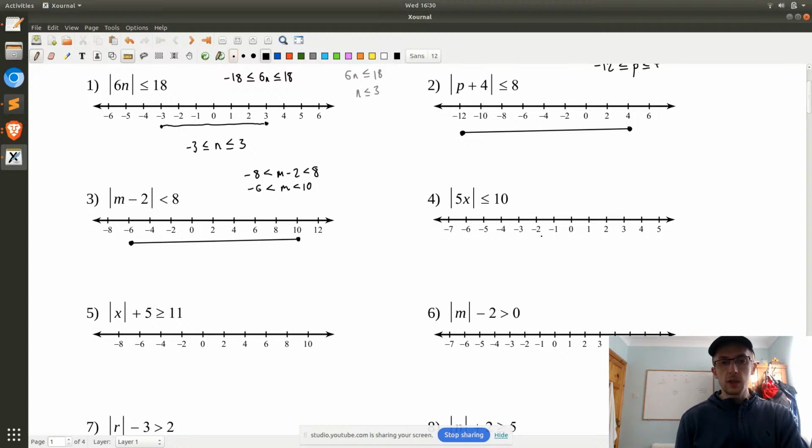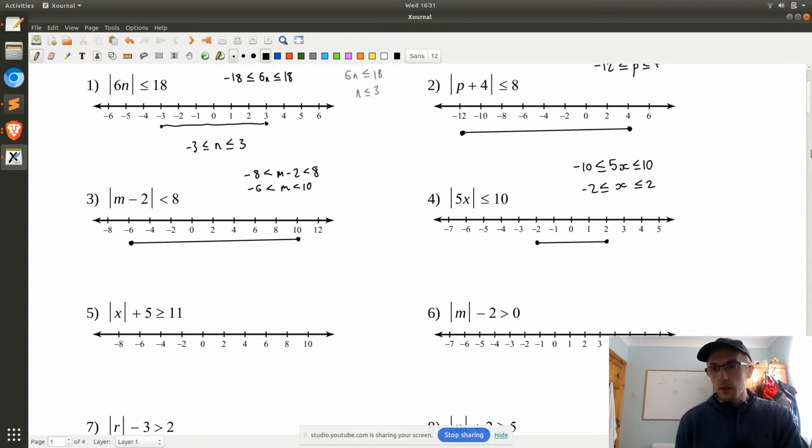One more, and then we check that everything's going well. The absolute value of 5x is less than or equal to 10. So 5x is trapped between -10 and +10, and therefore x itself is trapped between -2 and +2 inclusive. So a dot underneath 2 and a dot underneath -2, and then connect them up. All right.